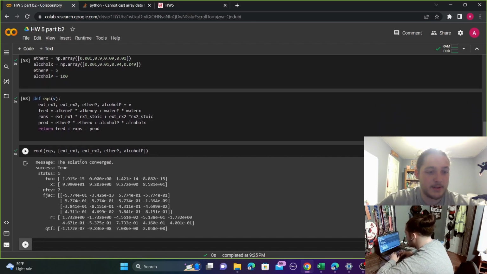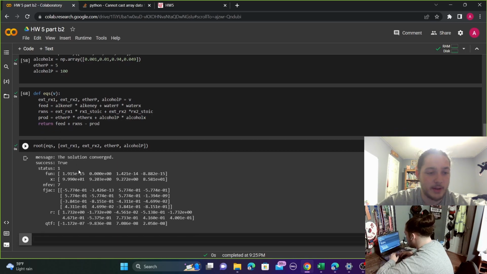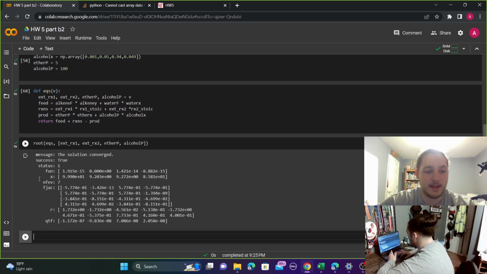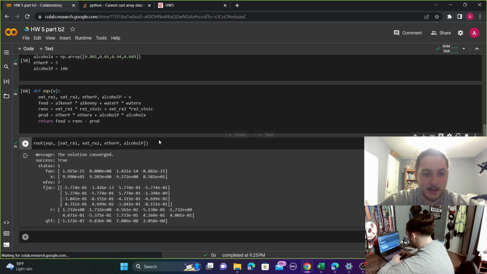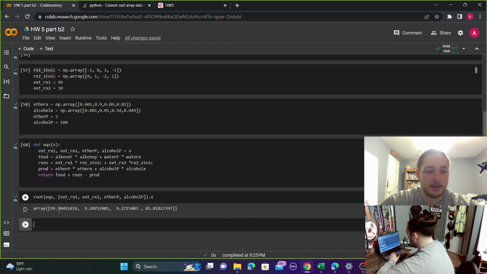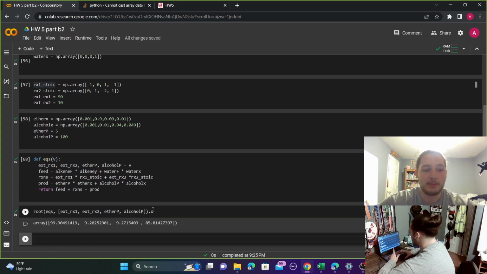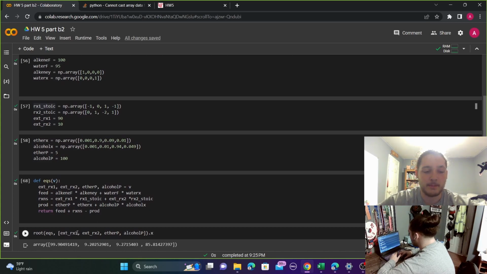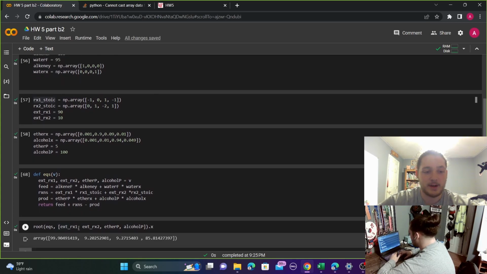yields that this solution converged. So we were able to run this, and the numbers that we are looking for is our x here. So we can go ahead and add a .x, shift enter, and we get numbers of 99, 9, 9, and 85 for our output rates of our extent for reaction 1, extent for reaction 2, the ether, and our alcohol product. So you can see that it favors our alcohol more on this reaction.